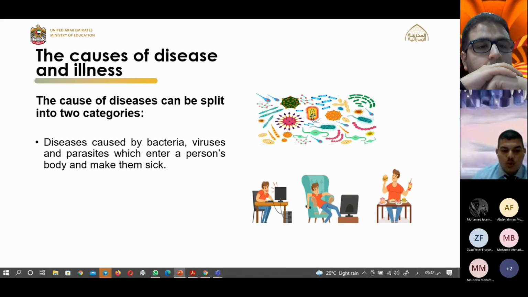As we have just said, we cannot prevent a disease without knowing the causes. The causes of disease can be split into 2 categories.